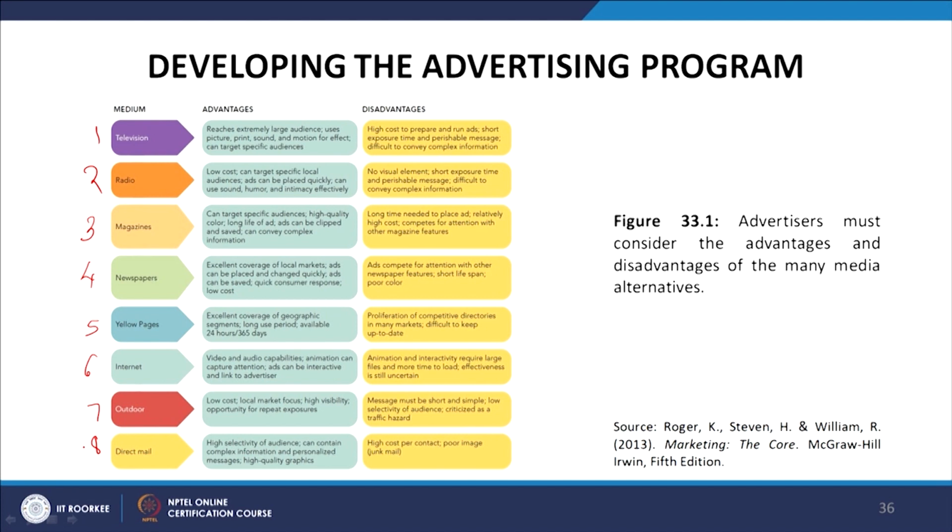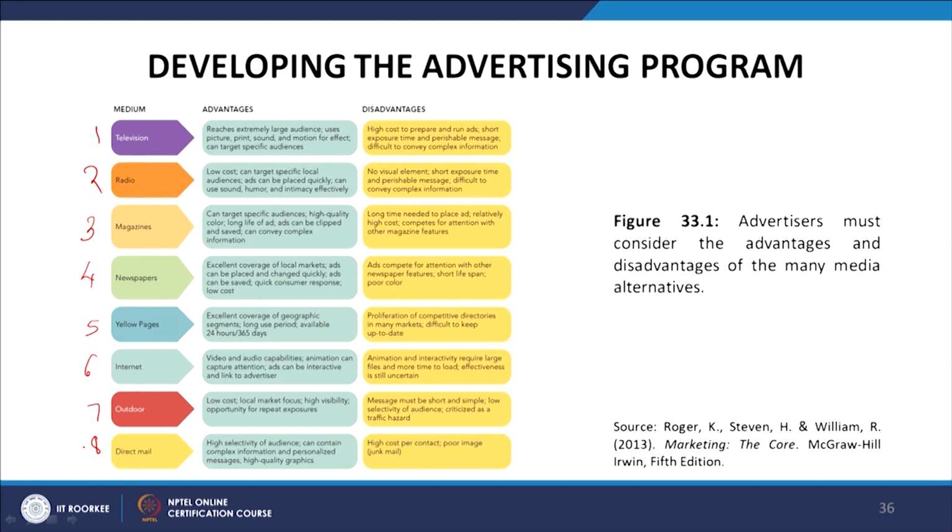Magazines can target specific audiences, have high quality color and long life of ads. Ads can be clipped and saved and can convey complex information. But a long time is needed to place ads, the cost is relatively high, and ads compete for attention with other magazine features. The fourth medium is newspaper. Newspaper provides excellent coverage of local markets, ads can be placed and changed quickly, ads can be saved, consumer responses are quick, and they are low cost. While the disadvantage of newspaper is that ads compete for attention with other newspaper features, short life span and poor color quality. The fifth medium is yellow pages.